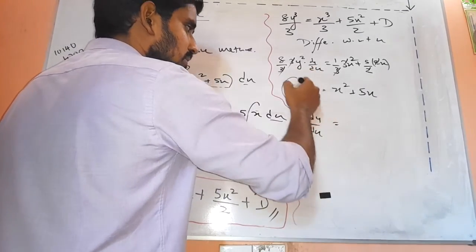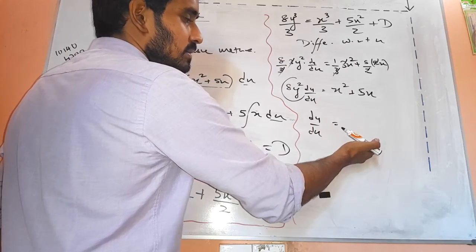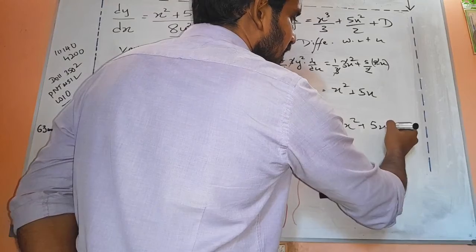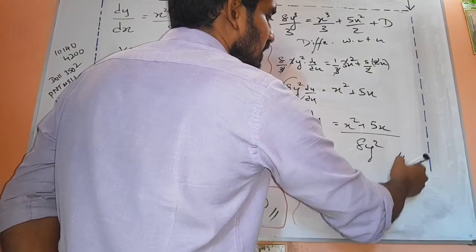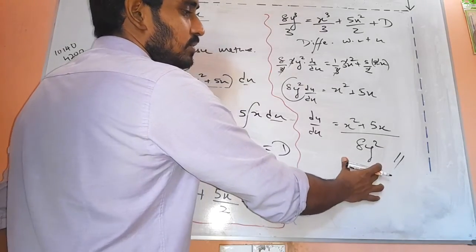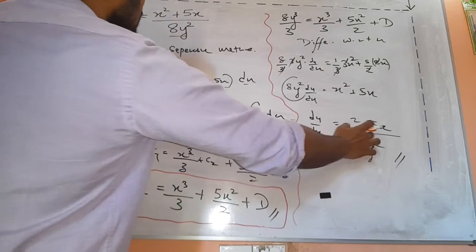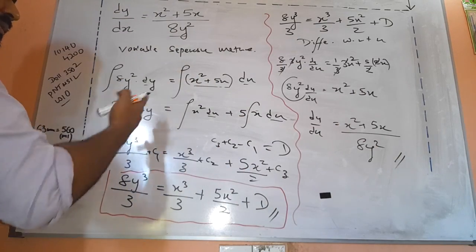So the final answer for dy by dx: you can put the 8y square term on the other side by cross multiplication as the denominator. So (x squared plus 5x) divided by 8y squared. Now let's check whether this is the original question that was given to us: (x squared plus 5x) divided by 8y squared. So it is done.